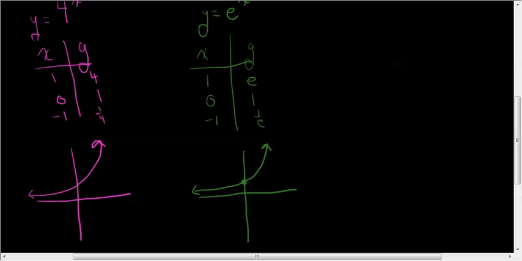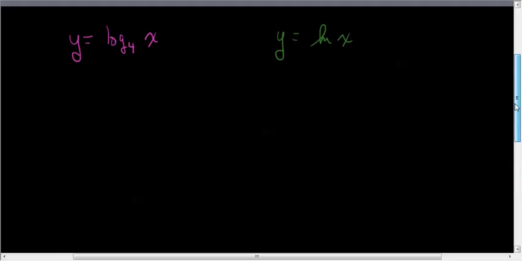But the idea was that the key points are when x is 1, 0, or negative 1. Whether my base is greater than 1 or less than 1, increasing exponential or decreasing exponential, my key points were when x equals 1, 0, or negative 1. All right. Well, when we go to graph a logarithm, we're going to think about this in the same way.